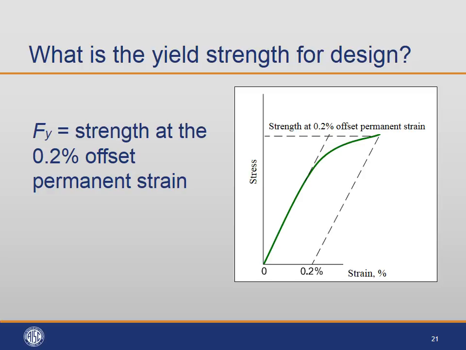And the convention that is adopted worldwide for materials which have these non-linear stress-strain characteristics is to use the 0.2% offset yield strength. And this figure shows you how you calculate the 0.2% offset yield strength. You travel along the strain axis to a 0.2% permanent strain, and then you draw a line parallel to the initial elastic modulus, and where that hits the stress-strain curve, that is the value that you take for your design strength.